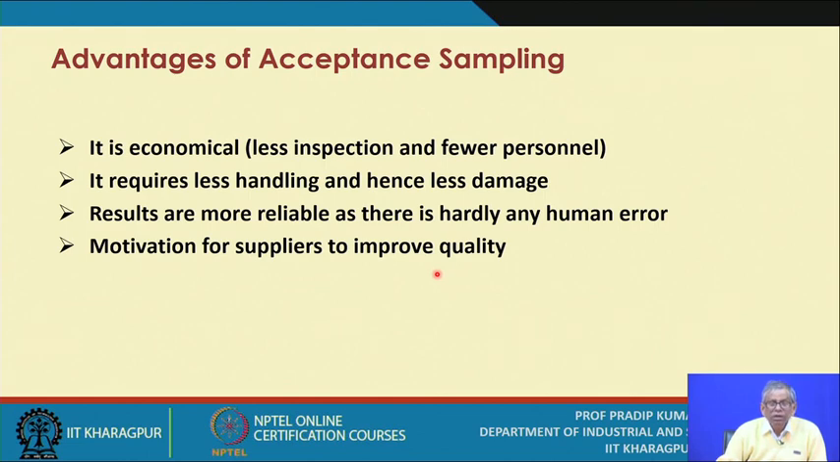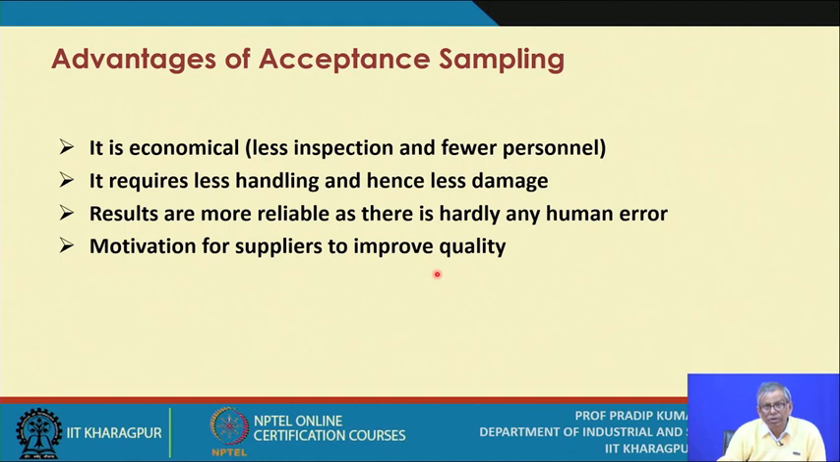Now, what are the advantages of acceptance sampling? It is economical, with less inspection and fewer personnel. That means when you find that the inspection time is very high, will you opt for inspecting each and every item in the lot? Probably not. And if you opt for 100% inspection of the lot even under such conditions, the whole process becomes uneconomical. It requires less handling and hence less damage. Is it okay? Because you are not handling all the items in the lot, you are just handling a portion of the lot units.